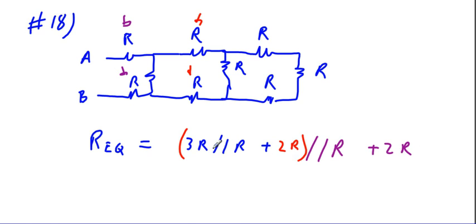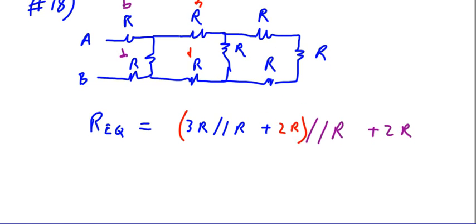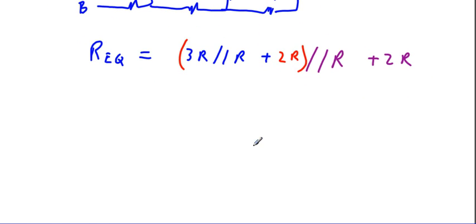Okay, so I've got 3R in parallel with an R, and then I've got 2 R's in series with that combination. I've got 1 R in parallel with that combination, and then I have 2 R's in series with that. Okay, so that's how I'm going to write it. So now we've got to do the math.